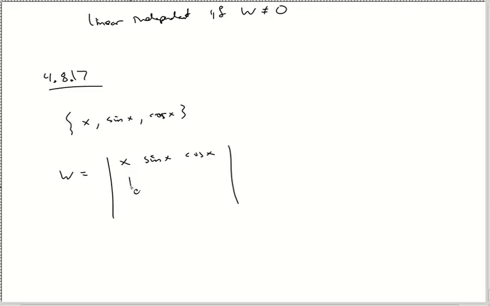So what's the derivative of x? It's 1. Derivative of sine is a cosine. And derivative of cosine is a negative sine. Keep going. What's the derivative of 1? It's 0. What's the derivative of cosine? Negative sine. What's the derivative of negative sine? Negative cosine.